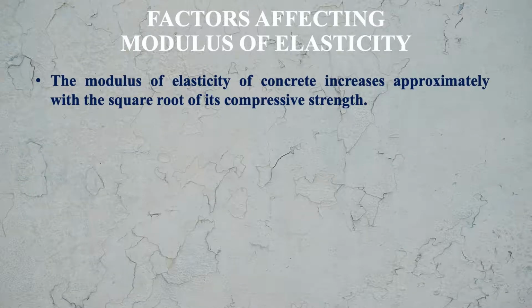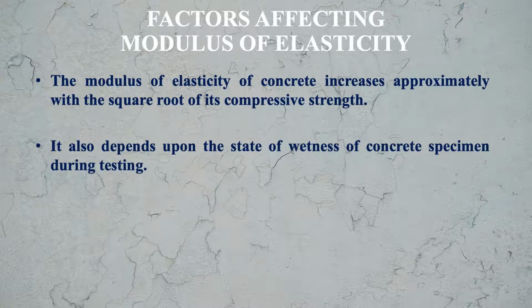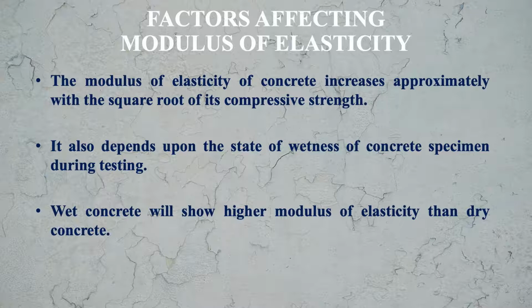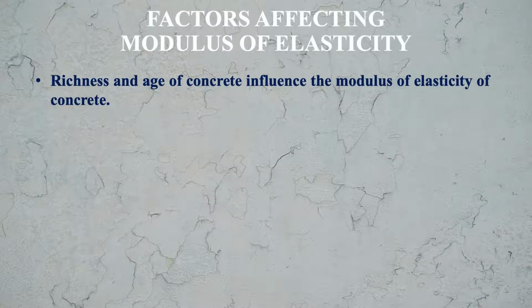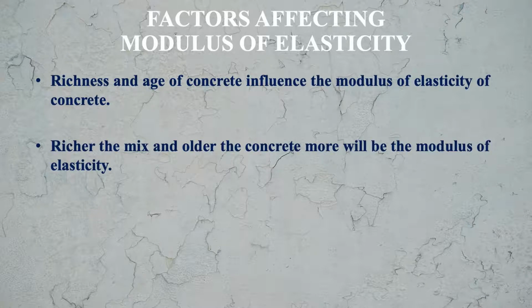Now let us see the factors affecting modulus of elasticity. The modulus of elasticity of concrete increases approximately with the square root of its compressive strength. It also depends upon the state of wetness of the concrete specimen during the testing. Wet concrete will show higher modulus of elasticity than dry concrete. Also, richness and age of concrete influence the modulus of elasticity of concrete. The richer the mix and the older the concrete, the higher the modulus of elasticity.